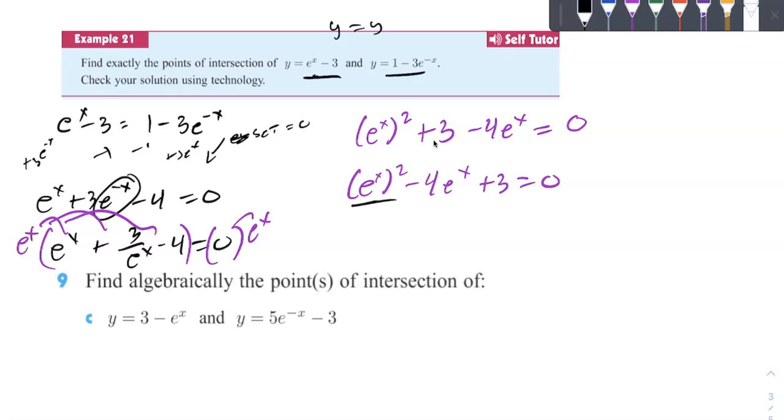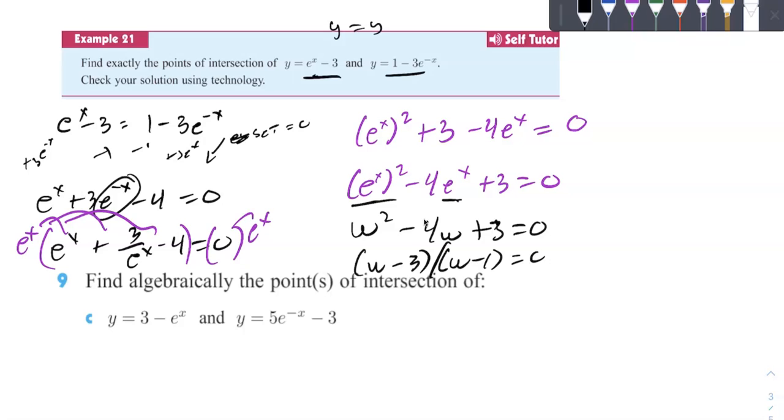And I could factor this, right? Pretend this is a w. This factors perfectly, right? As long as you just ignore that, pretend it's a w for now. Two things that multiply to get 3, but add to get negative 4, is w minus 3, w minus 1. So you split it, you get w equals 3, and w equals 1.